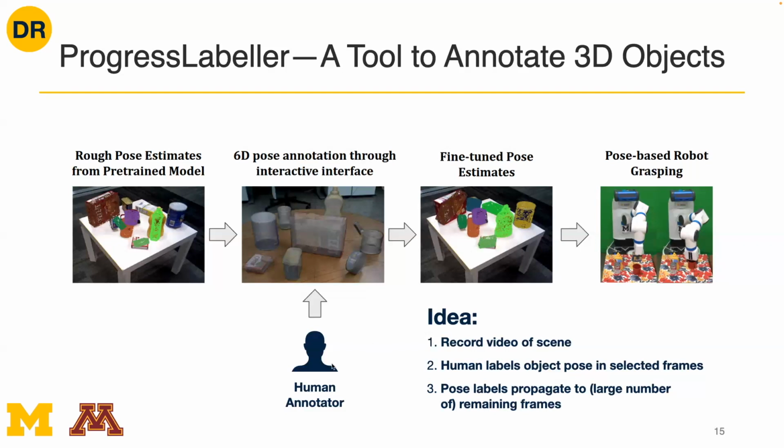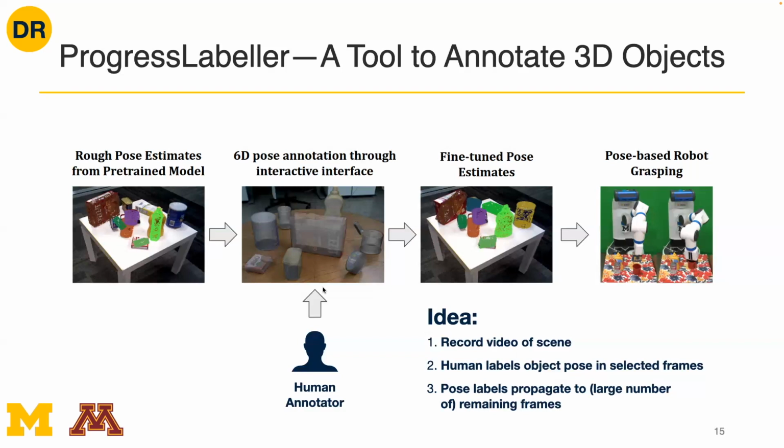At that point, what this tool and this paper suggest is that you can use a human annotator, in a relatively cheap amount of time, to correct those noisy pose estimates. And we'll talk about how that's done in a cheap amount of time coming up.